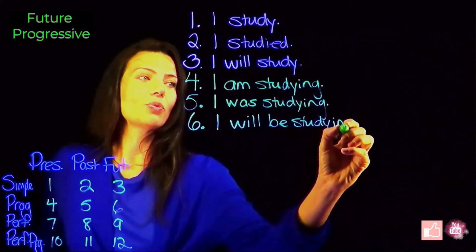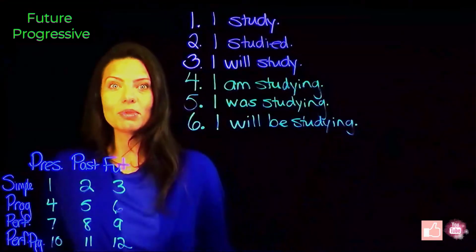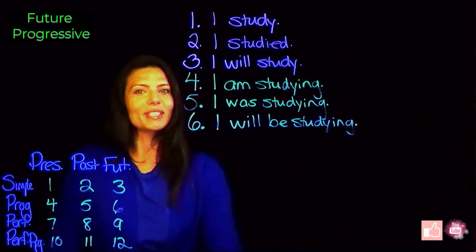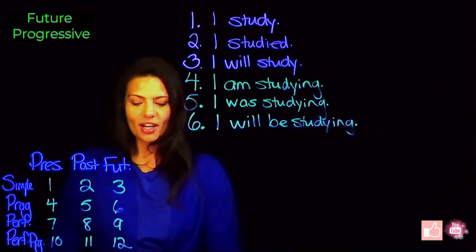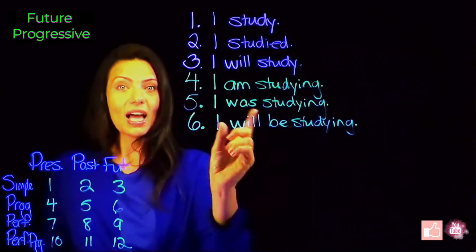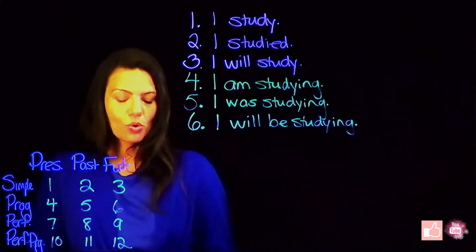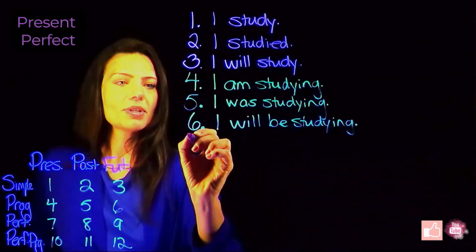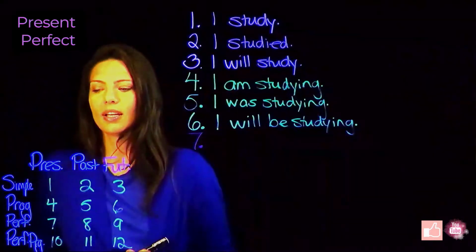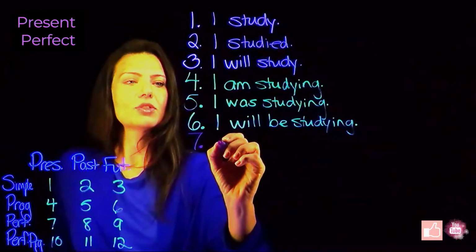So next week, we've got a lot of tests. What am I going to be doing this weekend? I will be studying a lot. So here, we're going to use will as the helping verb, be plus verb ing. So with the perfect tense, let's go for number 7. We have first the present perfect.